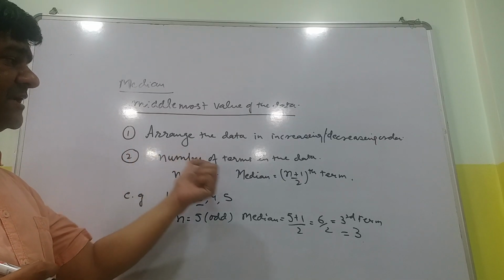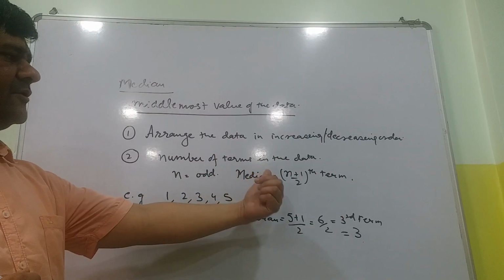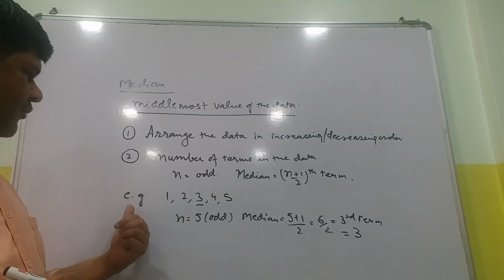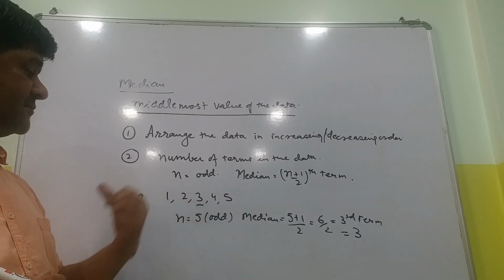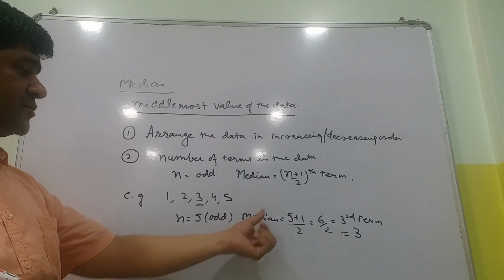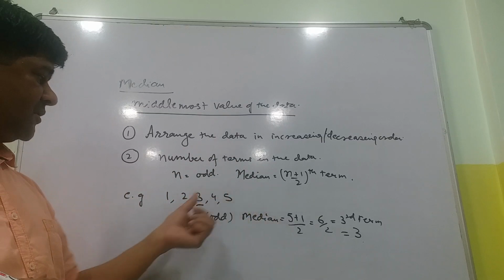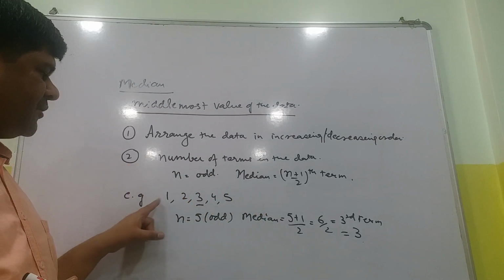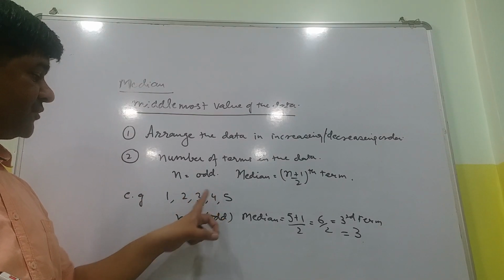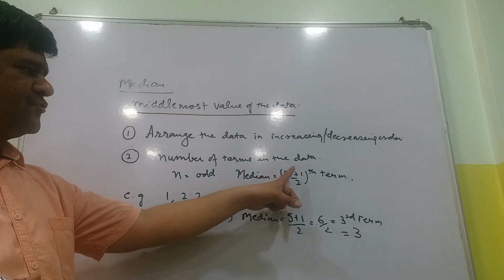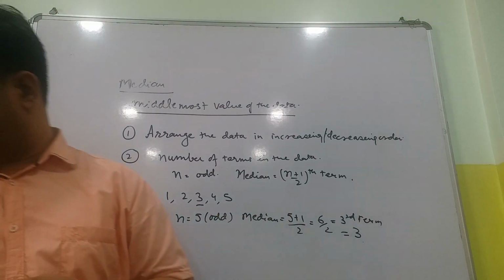First, you have to arrange the data in increasing or decreasing order. Secondly, you have to see the number of terms in the data. If the number of terms are odd, median equals n plus 1 by 2th term. For example, if terms are 1, 2, 3, 4, 5, then n comes out to be 5. That is odd, so median will be 5 plus 1 by 2, that is 6 by 2, third term. The third term of the data is 3. So first I arranged the data in increasing order, then I checked the number of terms, and because it was odd, I applied the formula 5 plus 1 by 2, that is 6 by 2, the third term.